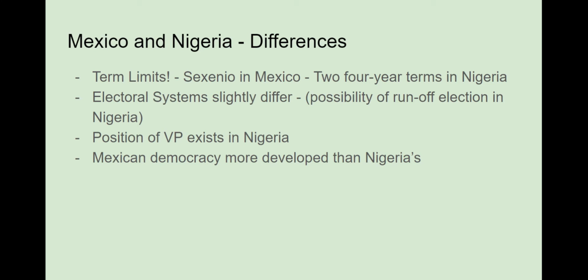We also see some differences within the electoral system and the possibility of a runoff election in Nigeria, although it doesn't happen much, and it has a pretty low bar to surpass in order to prevent that. The position of vice president exists in Nigeria as well, so they have a pretty similar line of succession to the United States. And I would say the last difference is Mexican democracy in general is just more developed than Nigeria. They have a little bit of a head start, as well as the status of being a developing country rather than a less developed country. You have some ways in which Nigeria's democracy is hindered by the lack of economic development within the country as well.